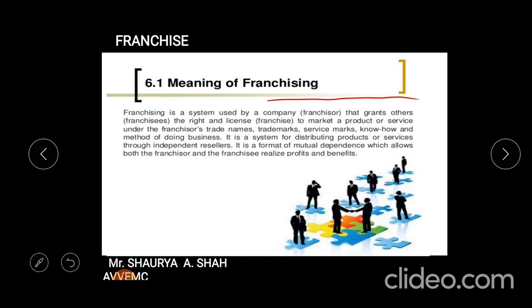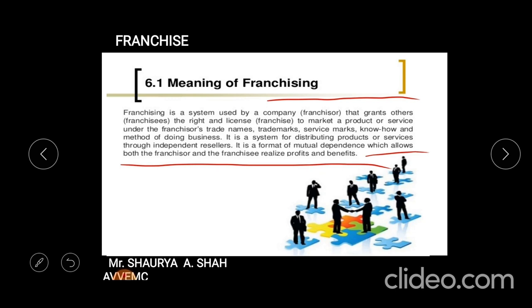Now, if I am today interested to invest my money in the company, I will take a franchisee of Pizza Hut, or I will take a franchisee of Sugar and Spice. So I need to pay them the money, I need to pay them the capital. Then the company will give me rights to use their name, that is brand name, technical know-how, the ready market of them, their trademarks, their working procedure, etc. So it is a format of mutual dependence which allows both the franchisor and the franchisees to realize their profits and benefits. I suppose it is clear, everyone, with the meaning.